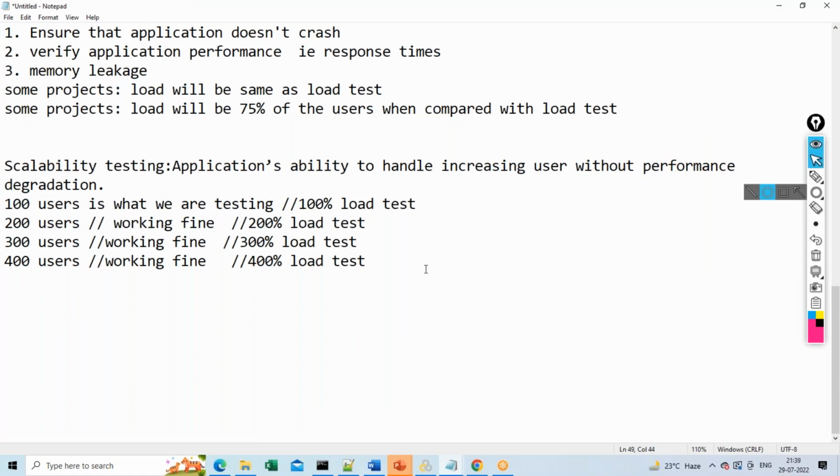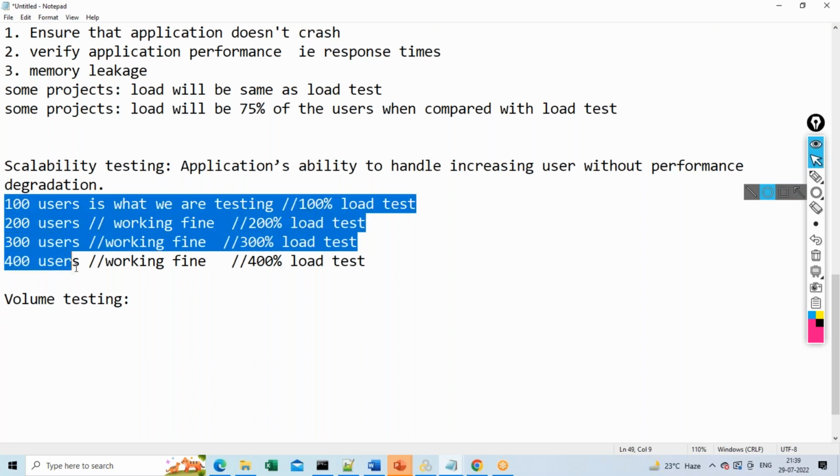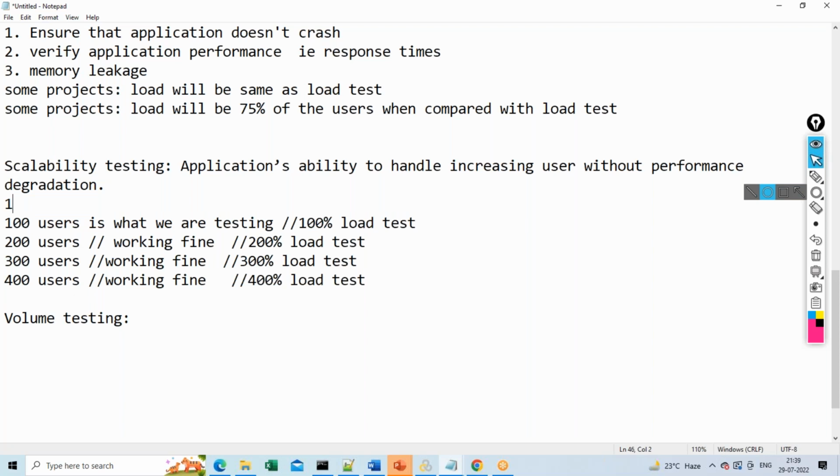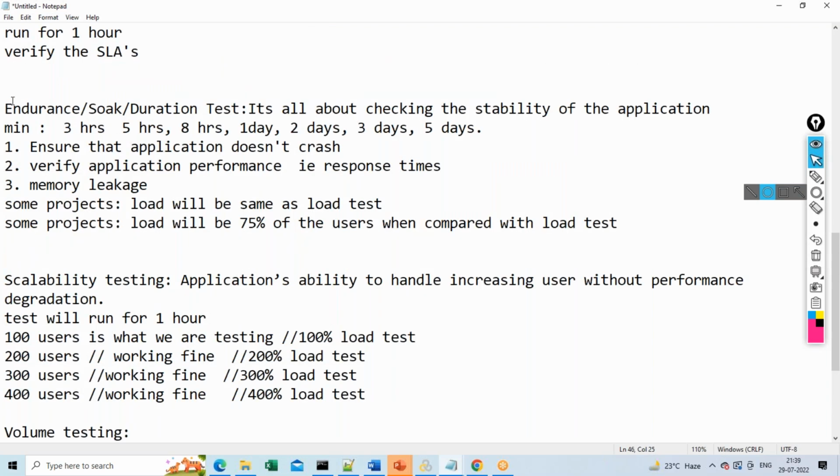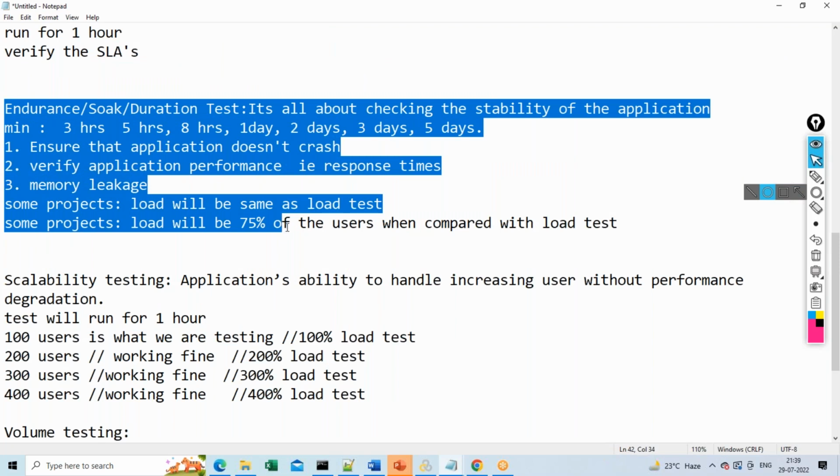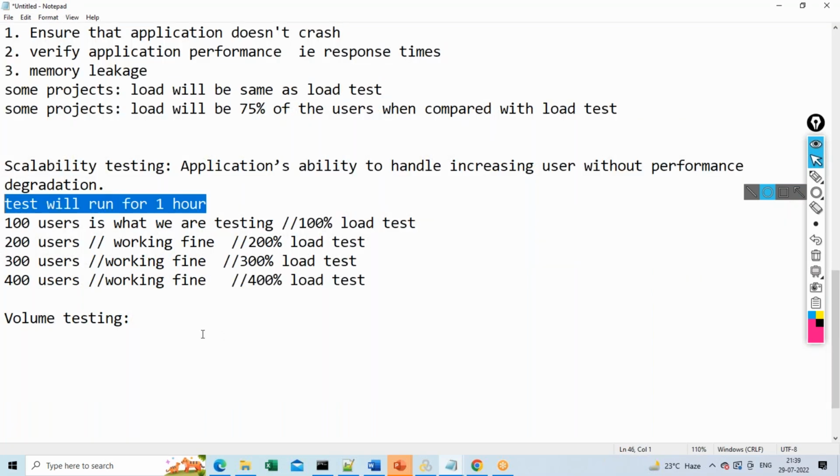Now we are done with four types of testing. The last type of testing we'll discuss for today is volume testing. One more important thing in scalability testing: the load will increase and the duration is the same. The test will always run for 1 hour. Only the endurance test we will run for 3 hours, 5 hours, 8 hours. The remaining tests we will run for 1 hour only.